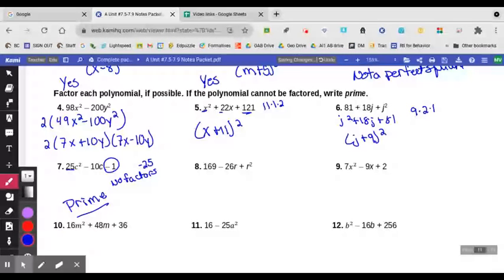Number 8. Again, I'm going to rearrange it. So it's r squared minus 26r plus 169. Well, 169 is a perfect square. r squared is a perfect square. The square root of 169 is 13. So I do 13 times 2 times 1. Oh, that is 26. So it's r minus 13 squared.